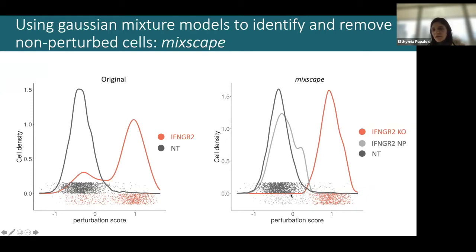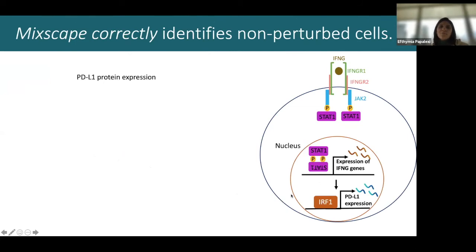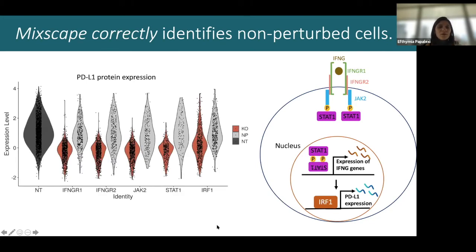But in the ECCITE-seq screen we have a lot of positive controls, and we have an additional assay, the PD-L1 protein expression, that we can use to verify our Mixscape classifications. In the screen, we targeted a lot of the upstream components of the interferon gamma pathway: the receptor, JAK2, STAT1, and the transcription factor IRF1. We know from the literature that if we knock out any of these components, we should see a reduction in PD-L1 protein expression. If we look at the PD-L1 protein expression in cells grouped by the target gene class they belong to and split by whether they're classified as knockout or non-perturbed by Mixscape, we see that only the true knockout cells show a reduction in PD-L1 protein. That was encouraging to see.